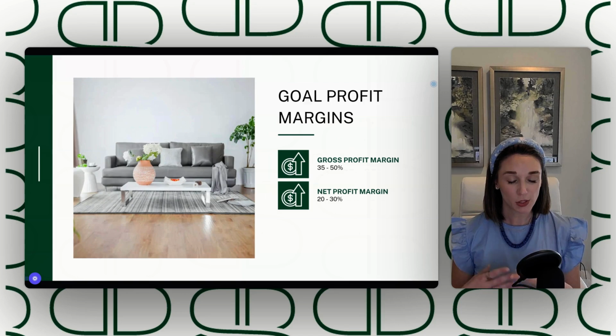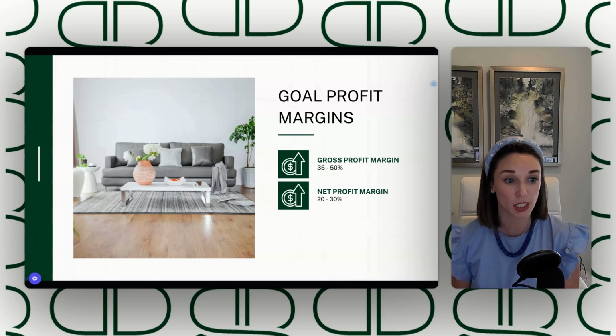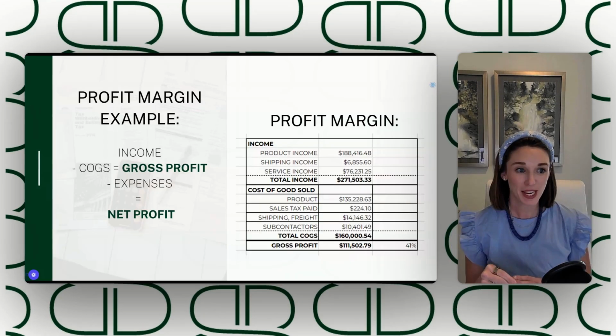So I did some averages of the resources and determined that, for the sake of this presentation, a good target for the gross profit margin is between 35 and 50%. And then for a net profit margin, a goal would be 20 to 30%. Okay, and so let's work through an example of this.